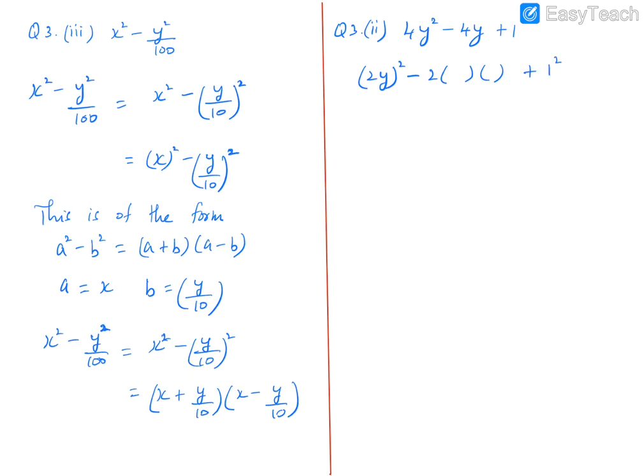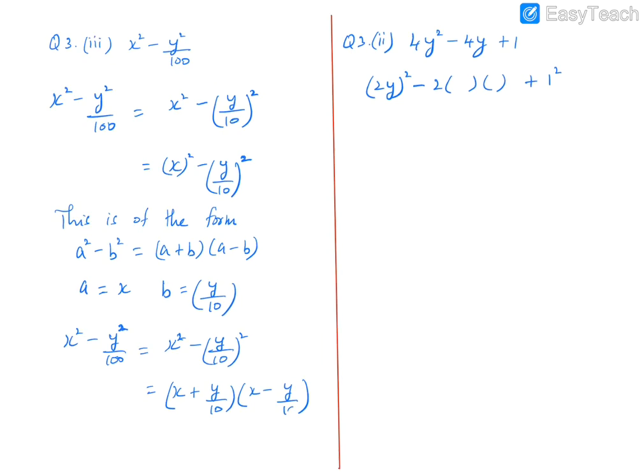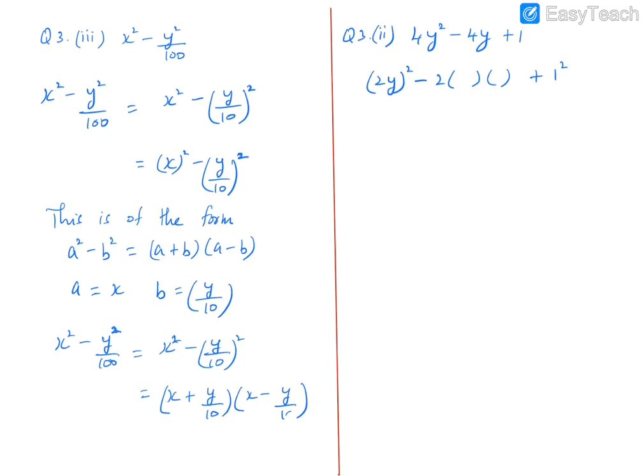That 1 is simply 1 square. So in place of 2ab or 2xy, we can have 1 here. So what is the remaining term here? 2 into what into 1 will give us minus 4y?